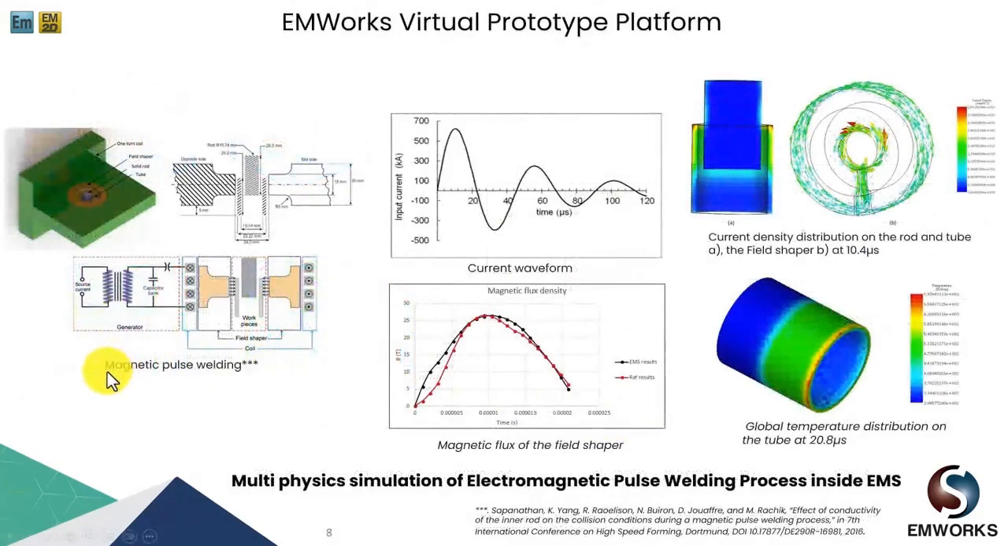Next we have a magnetic pulse welding system, where a damping-nature current waveform was excited to the coils, and you can see the magnetic flux of the field shaper from the EMS software and the reference results, which are the experimental results, have a good close match.